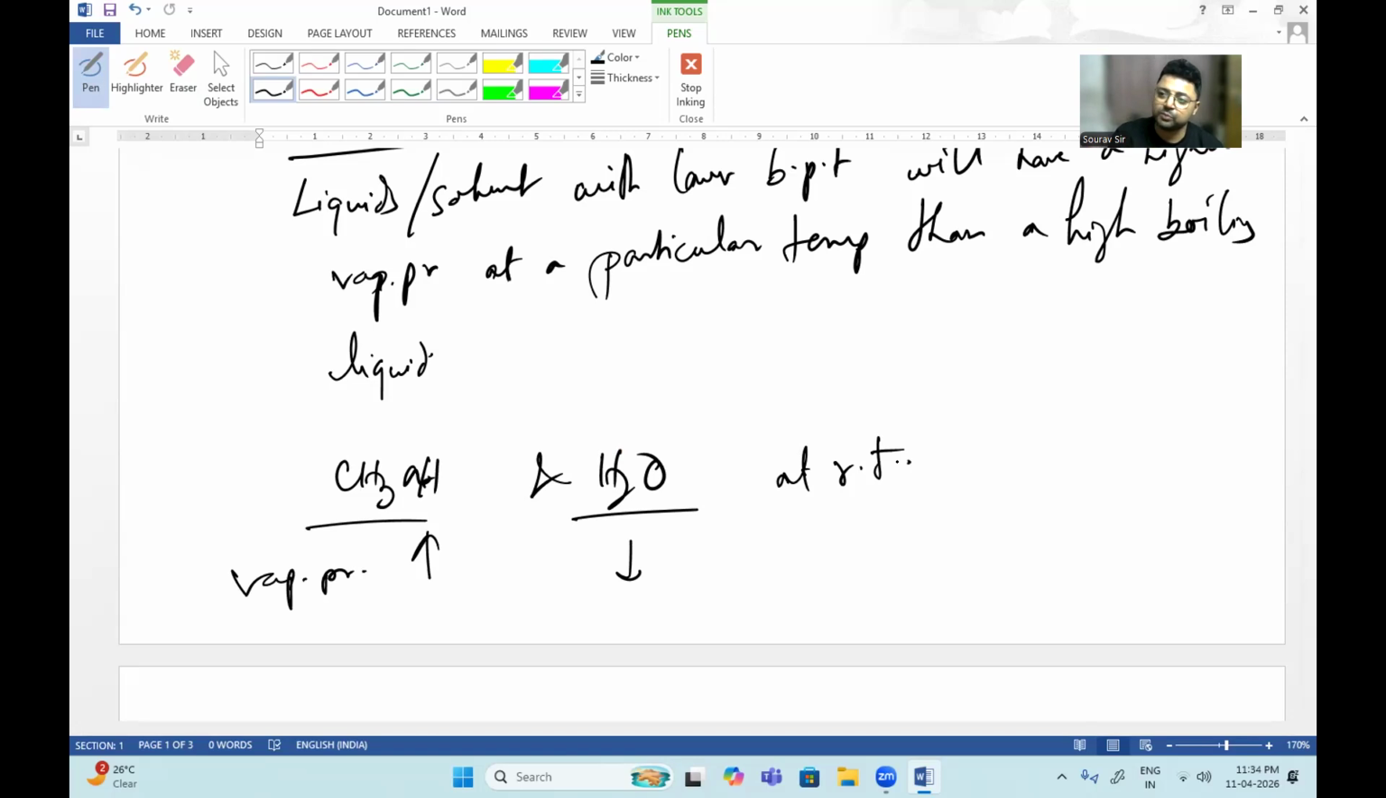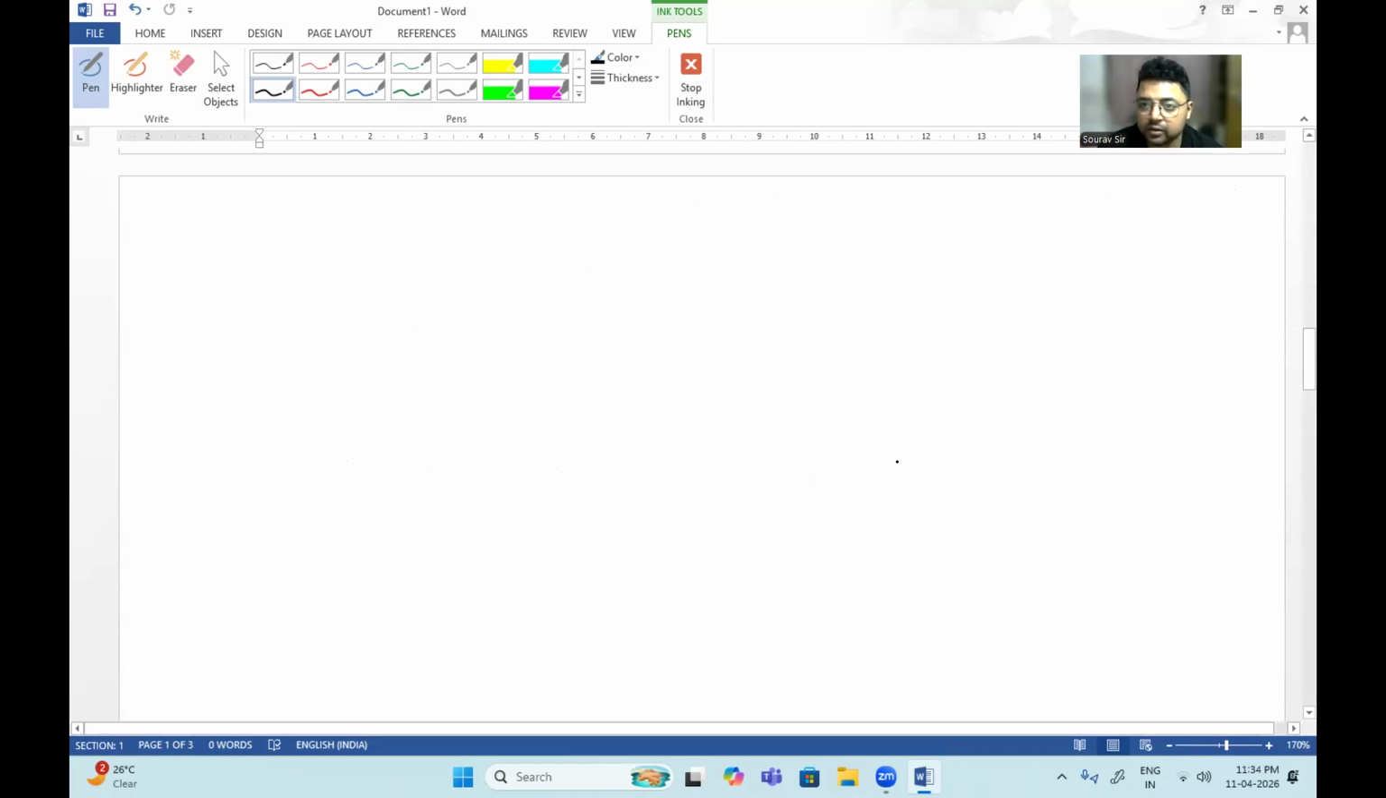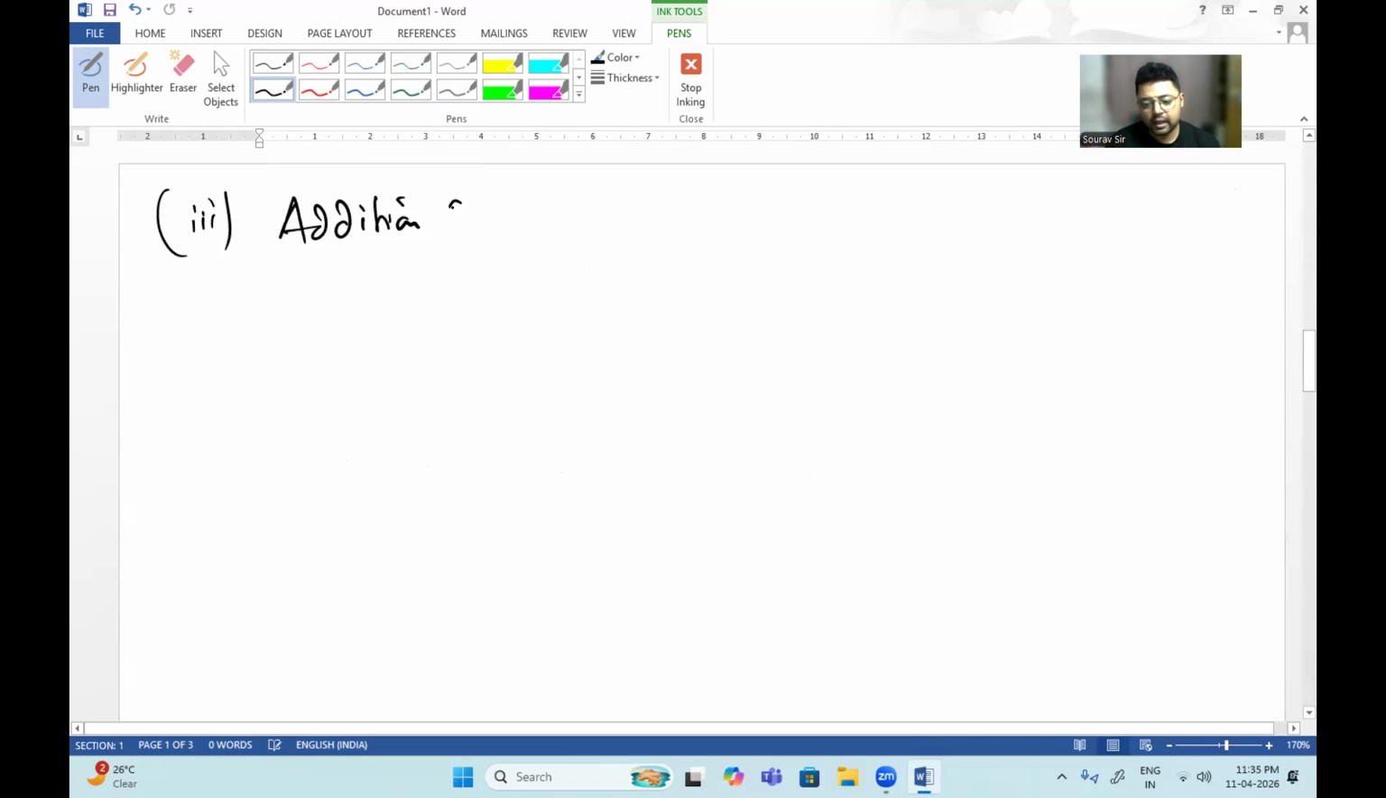But if in place of methanol you have an aldehyde, then it will have more vapor pressure. If you have a ketone, the vapor pressure will rise accordingly. If it is hexane, then also it will be rising. So you have to keep this in mind, the solvent that we are using and how low its boiling point is. The third one will be addition of solutes.